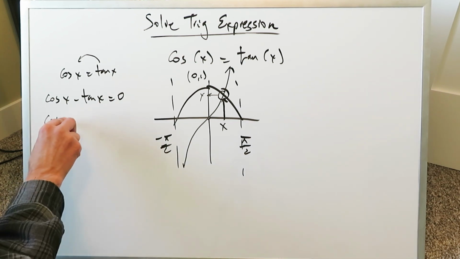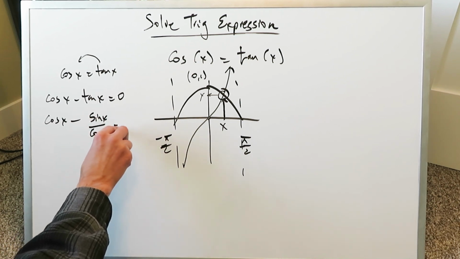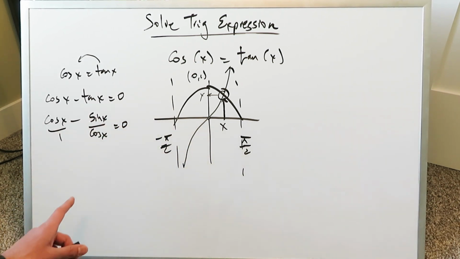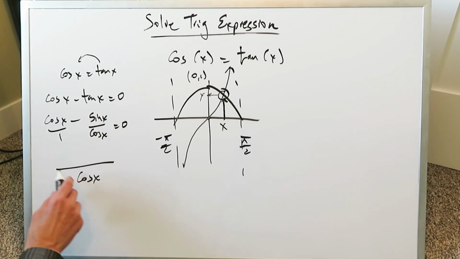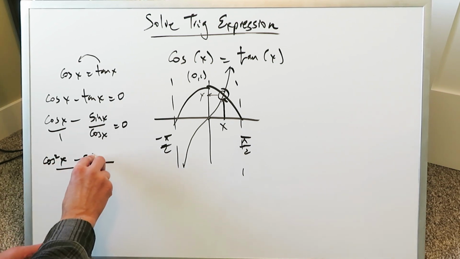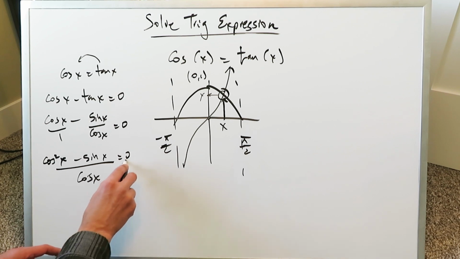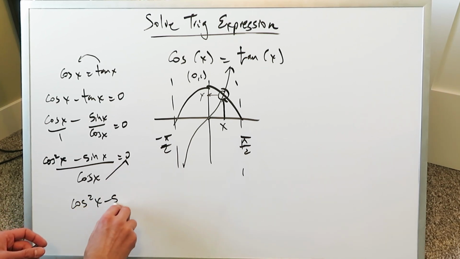You'll have to switch this tan x into its sine and cosine functions. Cosine x minus sine x divided by cosine x is equal to 0. And do a common denominator, and that'll help you along. You have a cosine x over here. 1 goes in cosine x times, you'll multiply and you get cosine squared x minus sine x over cosine x is equal to 0. You can take this across and zero it out. You'll have cosine squared x minus sine x is equal to 0.